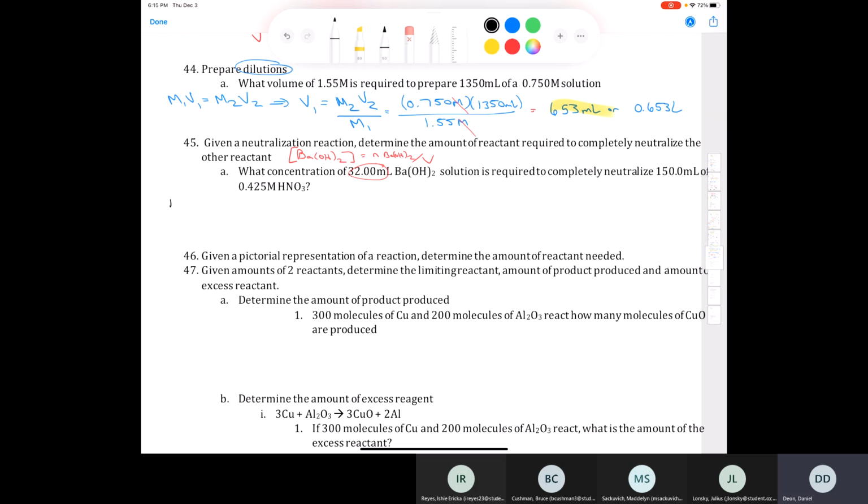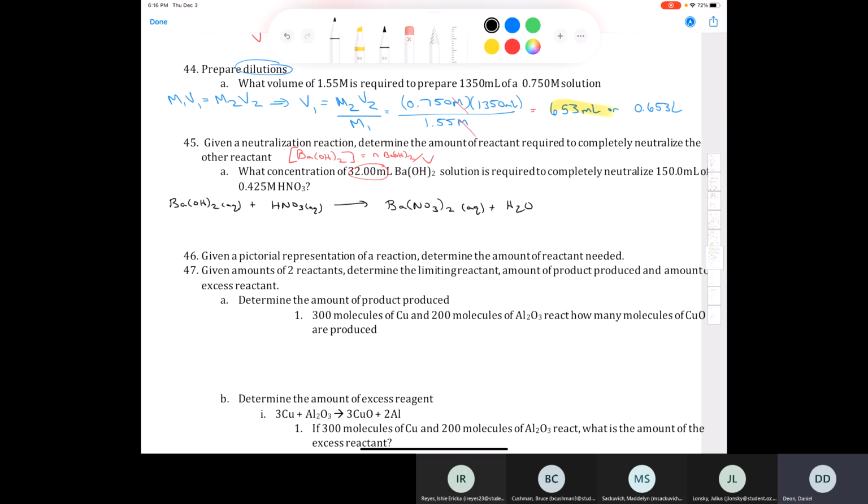We've got barium hydroxide, aqueous, plus nitric acid, which is aqueous. Remember, we're going to get a salt and water. The salt that we're going to get is barium nitrate, which is Ba(NO3)2. We're going to need 2 nitrates because nitrate has a charge of -1. Barium is in group 2A, with a charge of +2. So we get barium nitrate, plus we're going to end up making H2O.